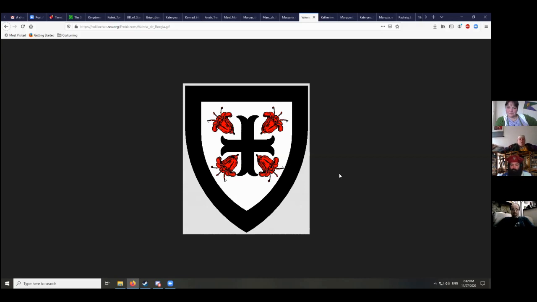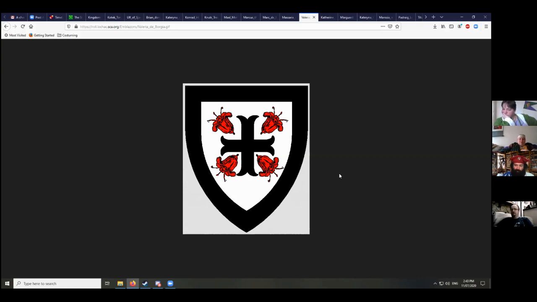We have a secondary charge group in those four flowers. I said that there are two secondary charge groups. Any ideas what that second group might be and why? The border? Yep. Why do you reckon it's also a secondary charge group? Because it's surrounding the primary charge and it's entirely on the field. Mm-hmm. And it's entirely separate to whatever is being done with the other secondary charge group.